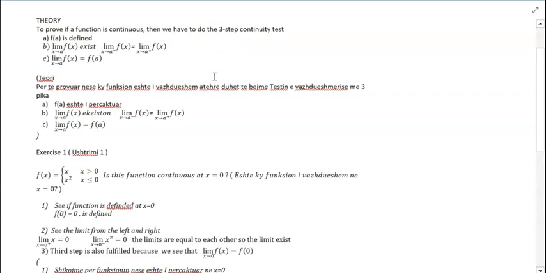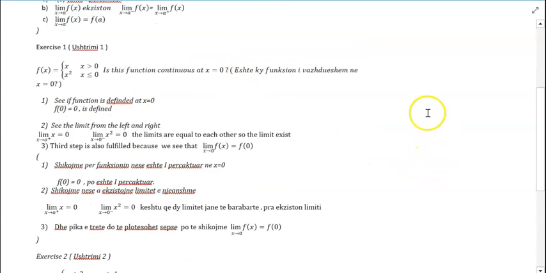Okay, let's begin with exercise 1 in order to understand that theory better. So we have a function here, f of x, that is x for x greater than 0 and x squared for x less or equal to 0. And this exercise asks us: is this function continuous at x equal to 0?